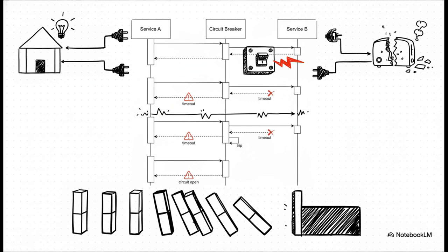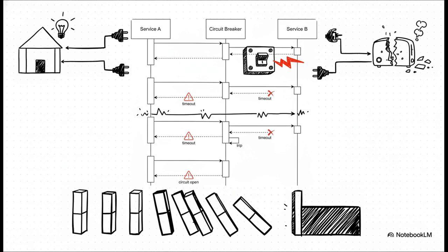Think about an electrical circuit breaker in your house. If you plug in a faulty appliance, the breaker trips, cutting the power so your house doesn't literally burn down. We do the exact same thing in distributed software. If service B starts timing out, we absolutely do not want service A to just keep hammering it with requests, getting backed up and eventually crashing too.